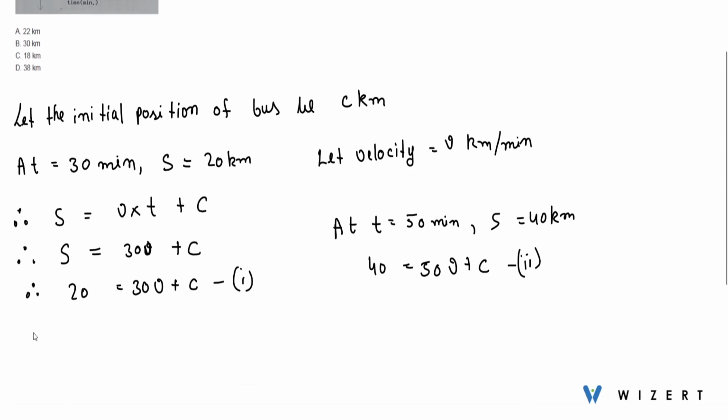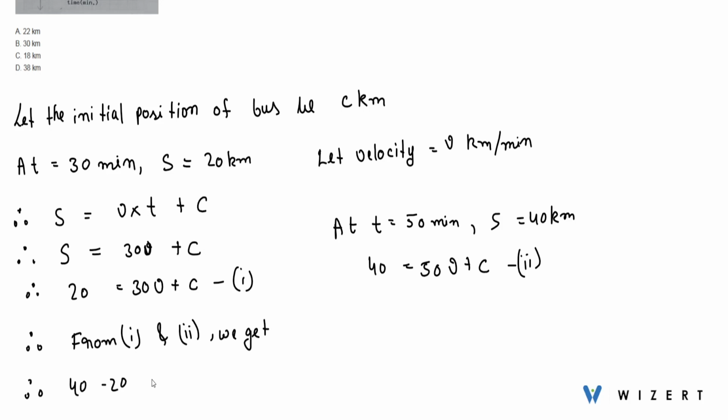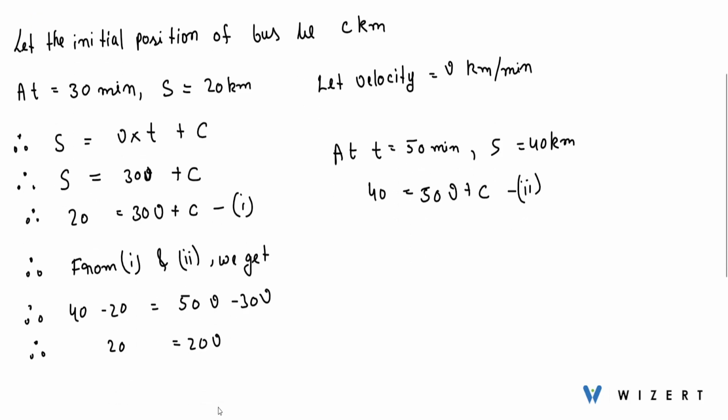So from 1 and 2, what we are going to do is subtract equation 1 from 2. So it will be 40 minus 20 equals 50v minus 30v. So we have 20 equals 20v, therefore v equals 1 kilometer per minute.